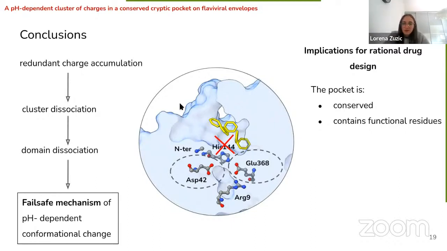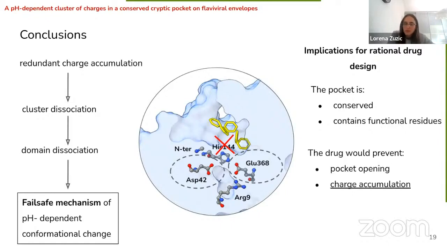And as mentioned before, it's most likely that this cluster is functional, as shown. So if you have the functional cluster at the bottom of the pocket, they are less likely to be mutated, at least not all of them, which means that the escape from the drug, or drug resistance, is a bit less likely.